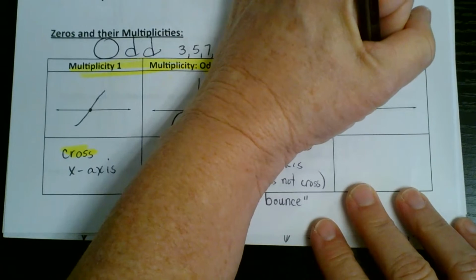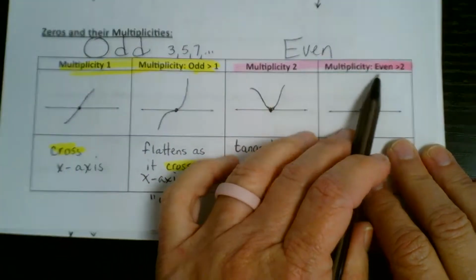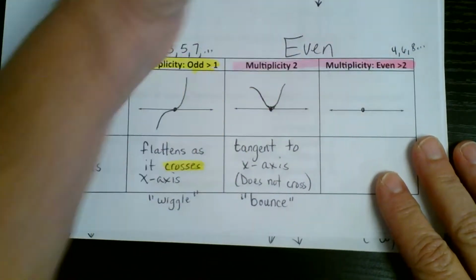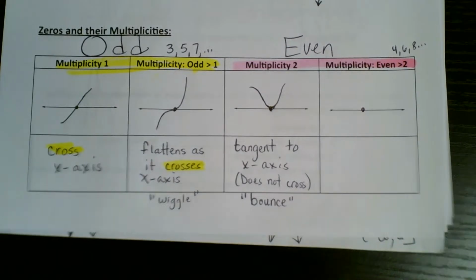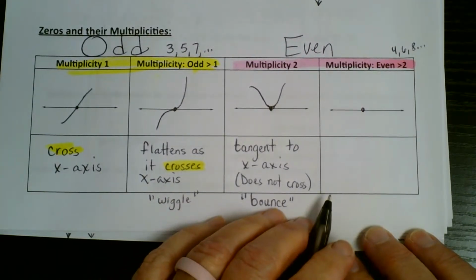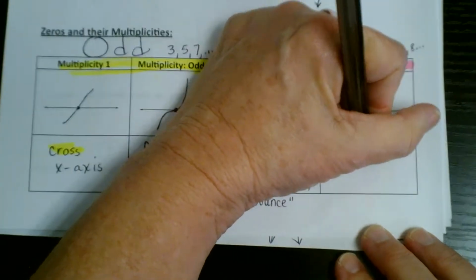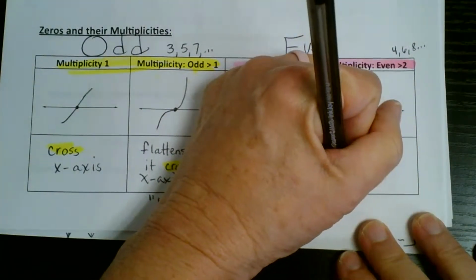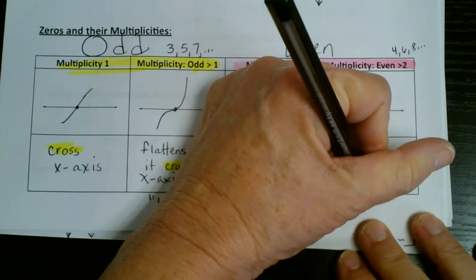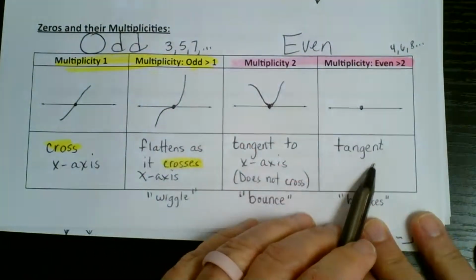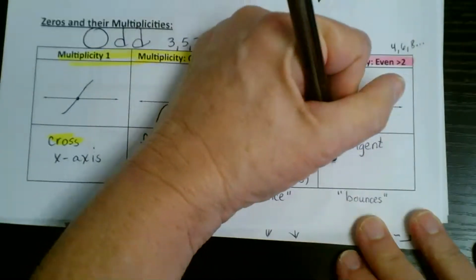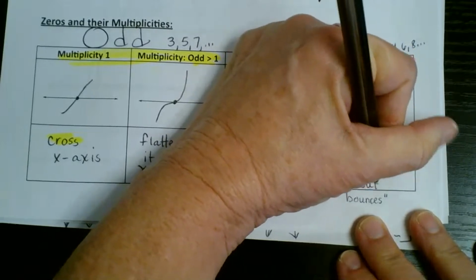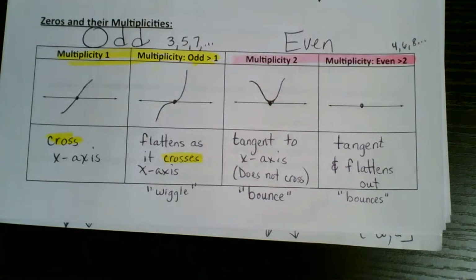But if you have a higher even number than 2, tell me the next few even numbers higher than 2. 4, 6, 8. Then it is tangent, meaning it's not crossing. It's just going to turn around, unofficially it bounces. It bounces and heads back the other direction, but it's tangent and it flattens out. It's very hard to draw these.